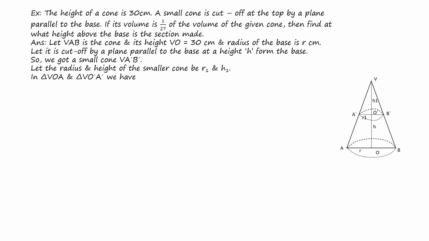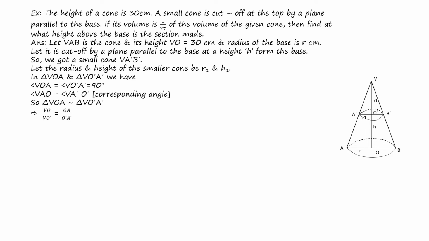So in triangle VOA and triangle VO'A', we have angle VOA equals angle VO'A', which is nothing but 90 degrees, and angle VAO equals angle VA'O' because of corresponding angles. So we can say triangle VOA is similar to triangle VO'A', or you can write VO by VO' equals OA by O'A'. Putting the values, we get 30 by H1 equals R by R1. Also, from the question, volume VA'B' equals 1/27 into volume of VAB.